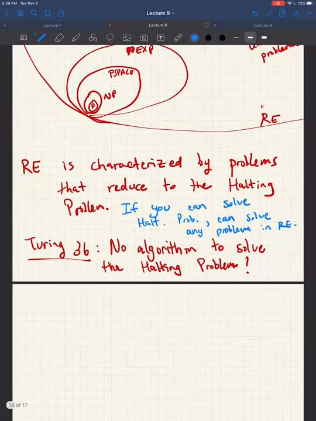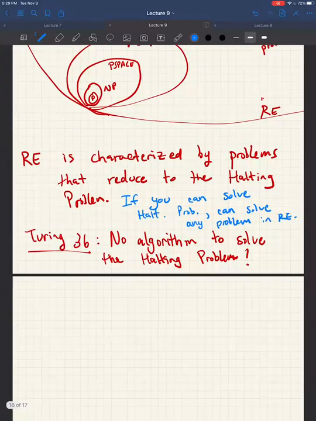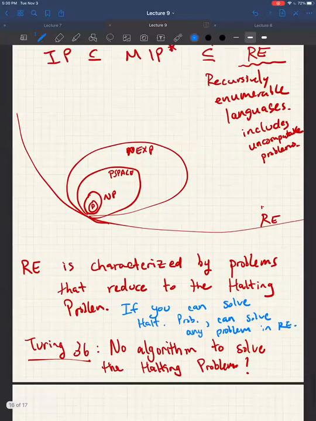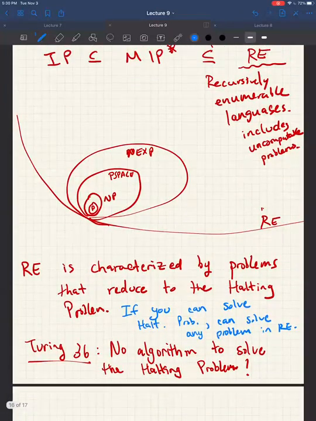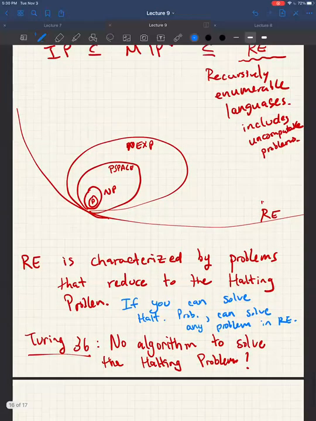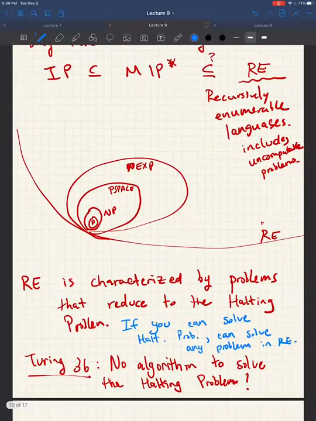All right, so RE is an enormously huge class, clearly. And basically the only thing that we knew is that if you can solve the halting problem, then you can solve any problem that's decidable by an MIP star.